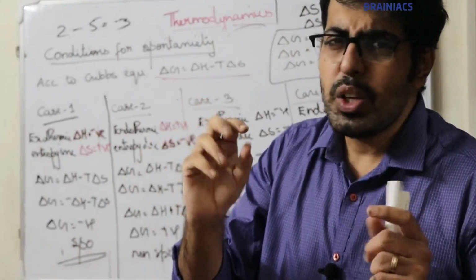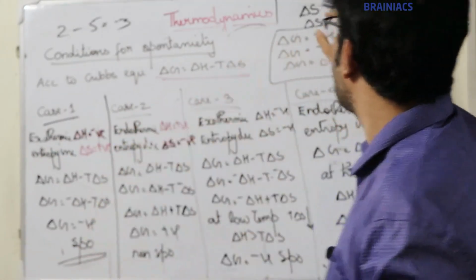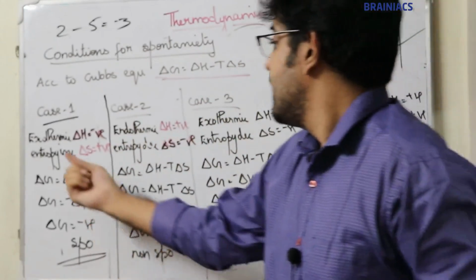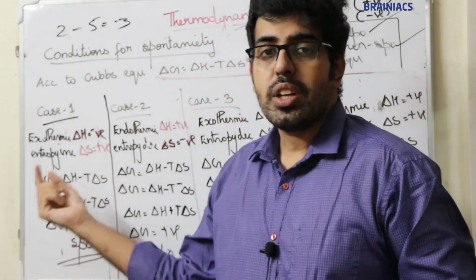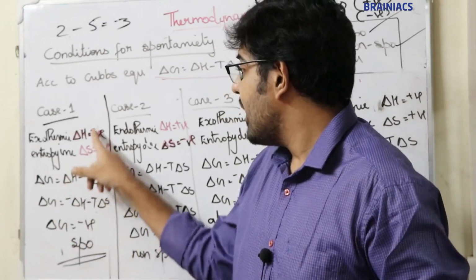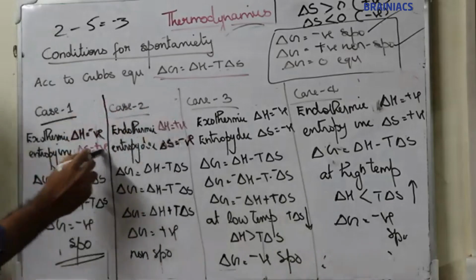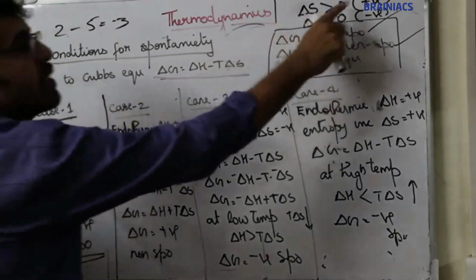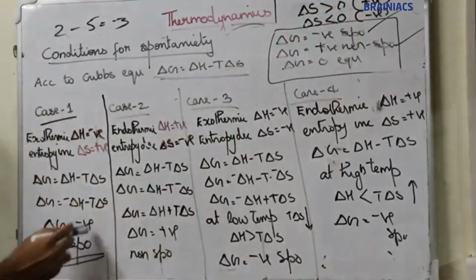Exothermic means delta H value negative. Entropy increase means greater than 0, positive. So delta G, according to Gibbs equation, delta G is equal to delta H minus T delta S. Here delta H is negative, and entropy increases means delta S positive. So we'll get delta G negative, spontaneous.